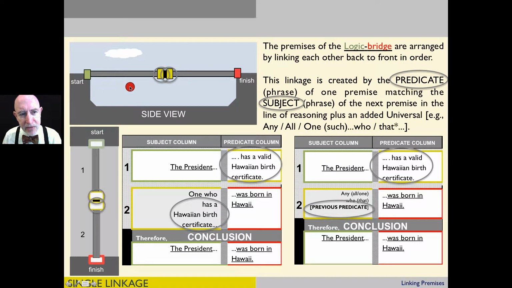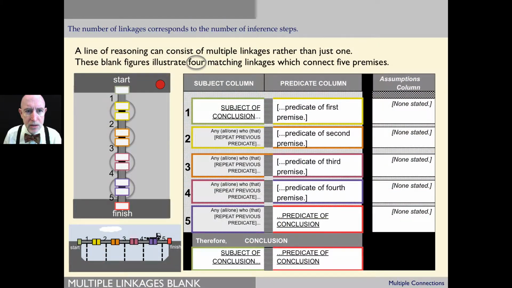But this line of reasoning has a single linkage, and you can have lines of reasoning with more than one linkage. And that's illustrated here. Here I've just created a blank, but here we have 1, 2, 3, 4, 5 premises that are all linked together, with the predicate phrase of one premise becoming the subject phrase of the next premise in that order.